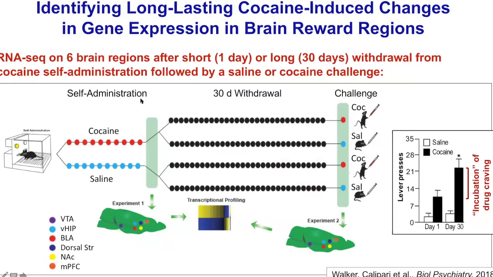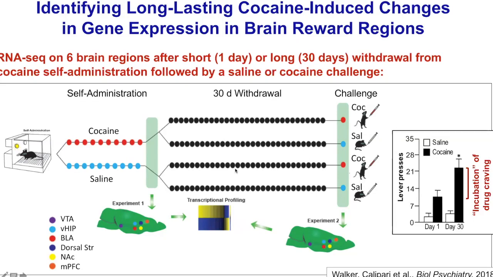A group of animals were harvested 24 hours after that self-administration period. Other animals were allowed to withdraw in their home cages for 30 days, at which point animals were given an acute injection of either cocaine or saline. So 6 experimental groups, and then we harvested 6 brain areas listed here, which reflect key regions in the brain's limbic circuitry. And we did RNA sequencing on all the tissues. This is a big RNA sequencing experiment, very expensive.